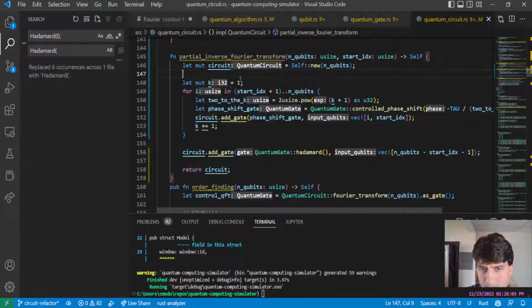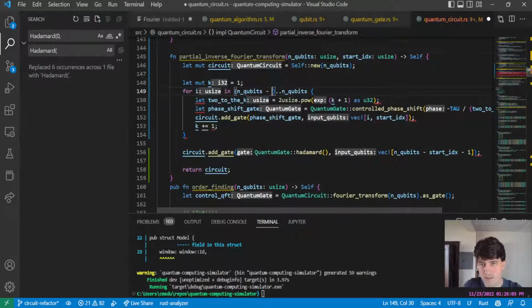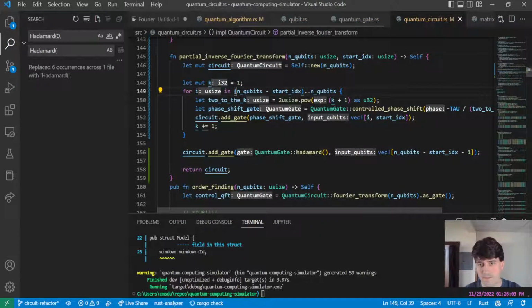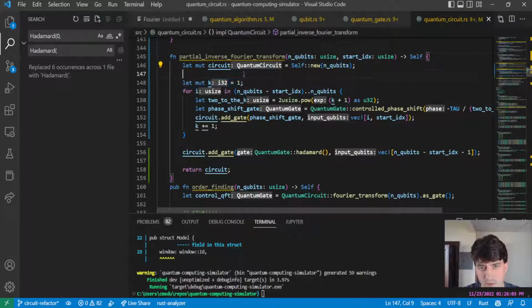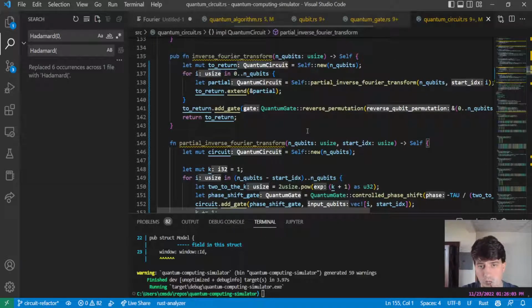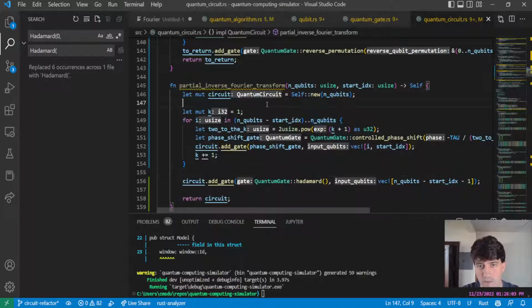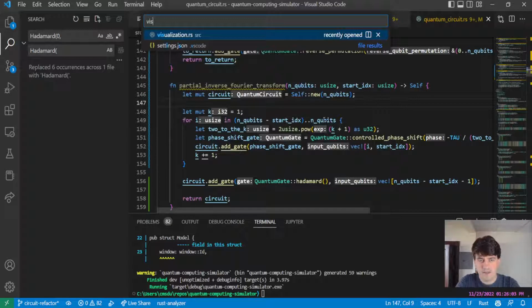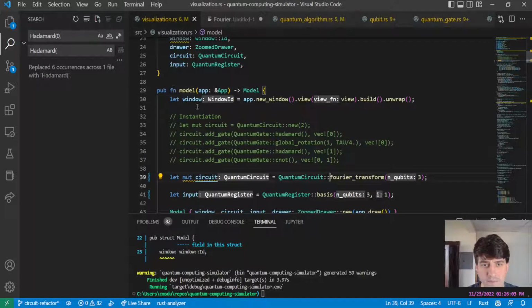So this should be n qubits minus start IDX. Yeah, and then it trivially skips the first time around, so we'll get Hadamard at the beginning for free. Plausibly good. Believe that that might be correct. I think it's possible.